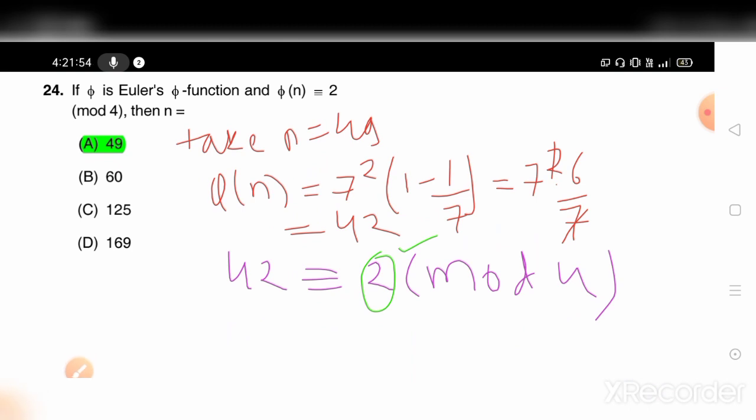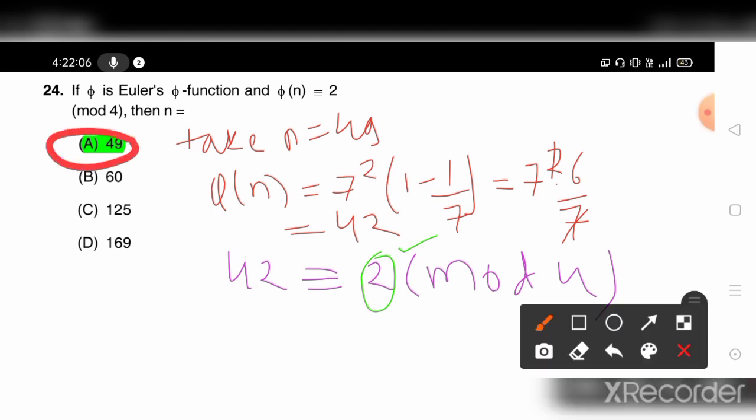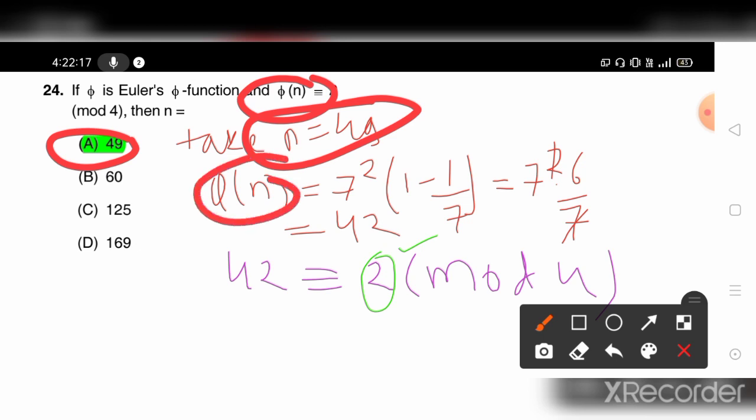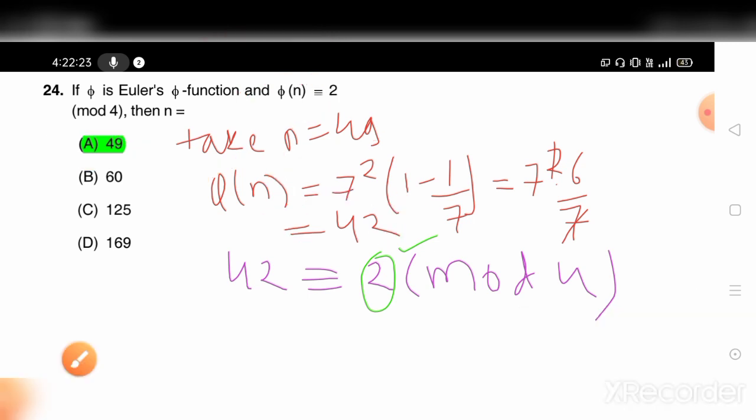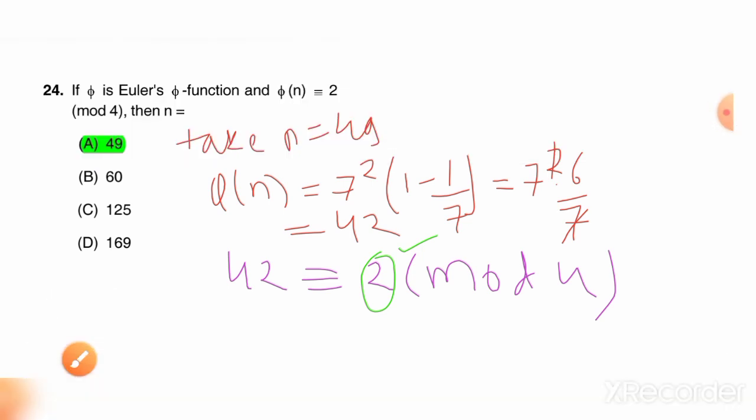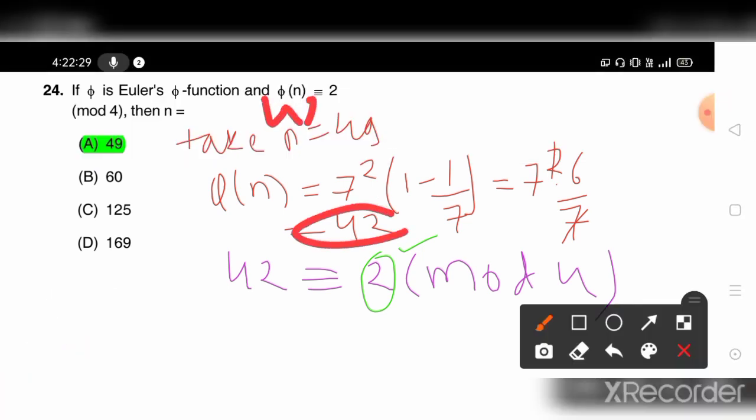If phi is the Euler phi function and phi of n is congruent to 2 modulo 4, then n is which of the following? Now take option A, n equal to 49, and now find phi of n. Phi of 49 equals 7 squared into 1 minus 1 upon 7, that is 42. Put this value, 42 congruent modulo 4, that is 40, remainder is 2, so option A is correct.